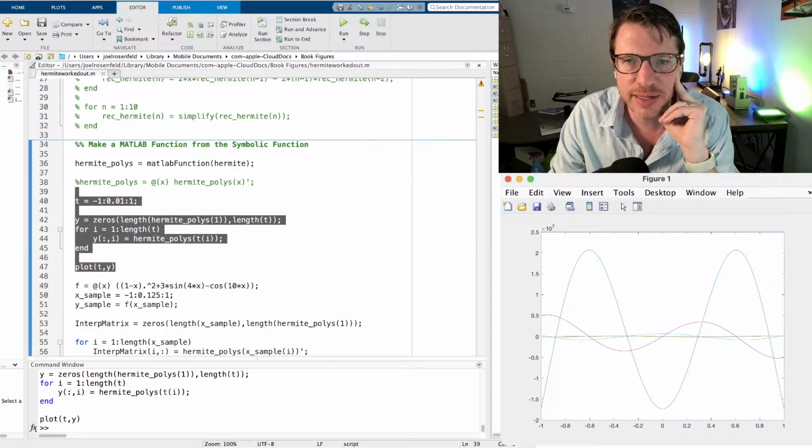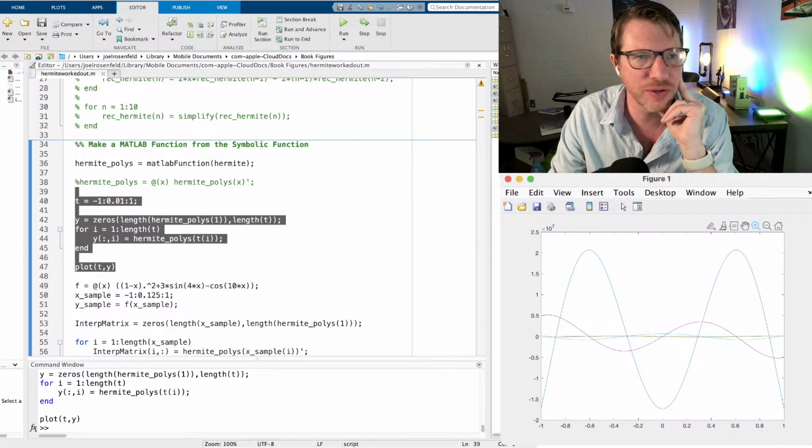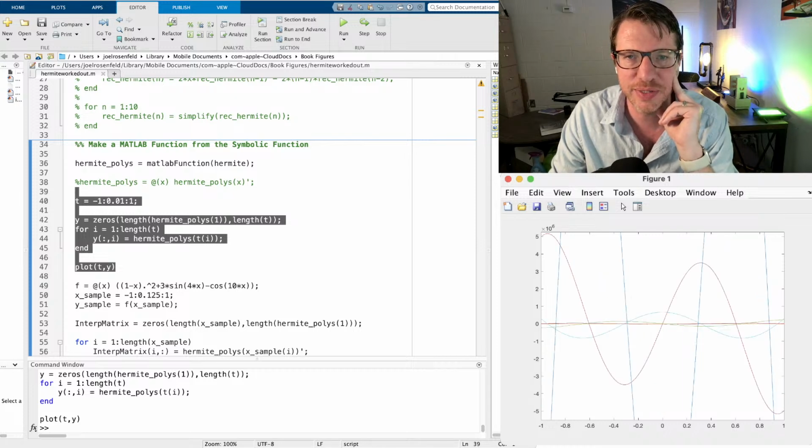And so, let's see, these aren't normalized. And so they keep growing and growing and growing exponentially. And so this one is probably the 15th polynomial or something like that, based on how big it was. But we can zoom in to these smaller ones and see what they look like.